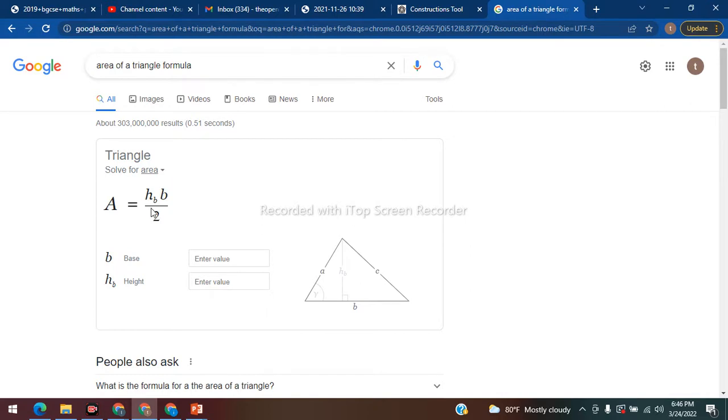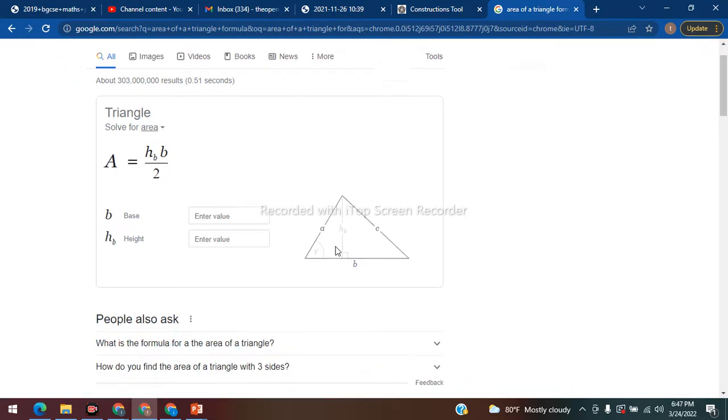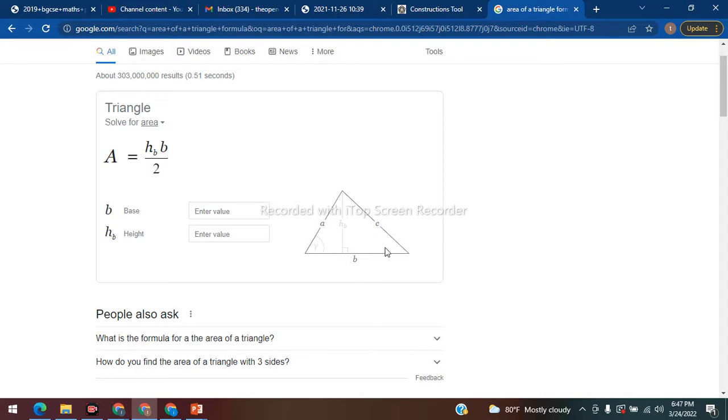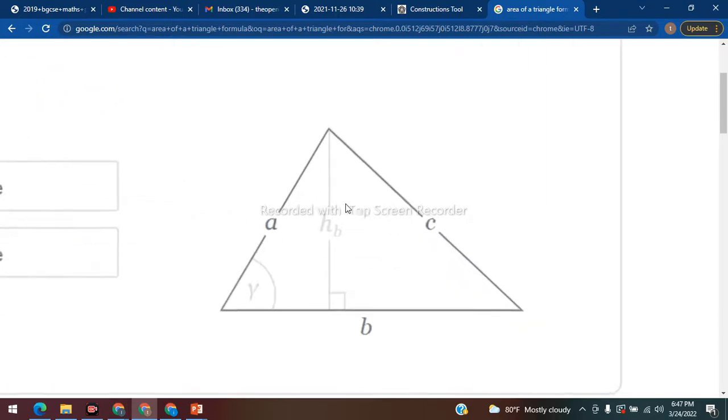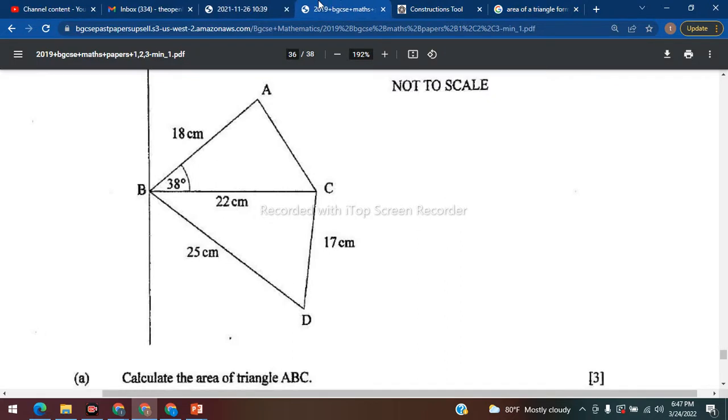Okay, so area is going to be half. So we have AC and we have our base. The height, look at this carefully, is going to be perpendicular to the base. We don't have a height. That's the problem we have right now. We have A, C, and B. We don't have this one. We have the base though. The base is 22 centimeters, but we don't have the height.